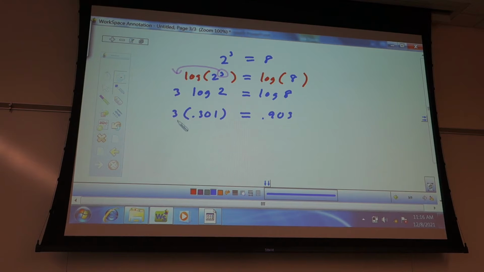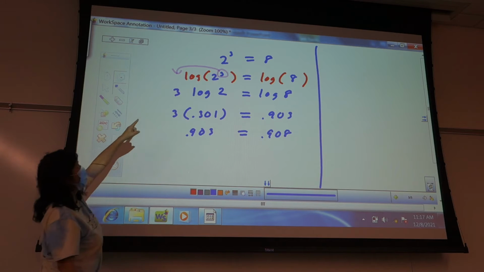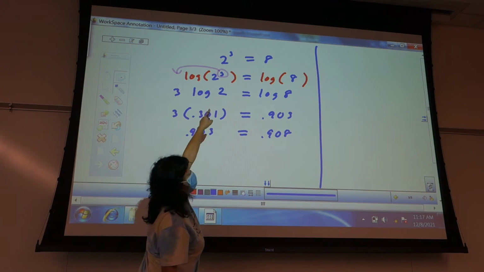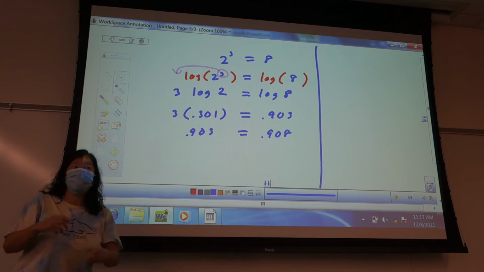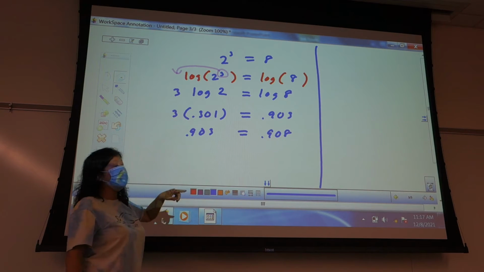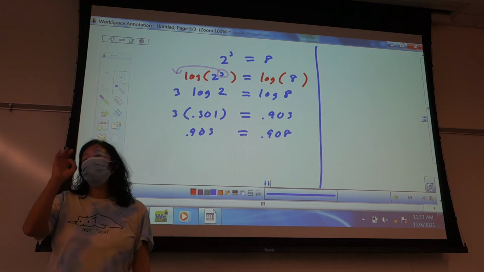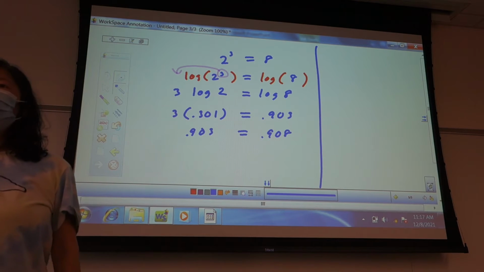And what do you know? If you multiply these together, 3 times 301, 3 times 3 is 9, 3 times 0 is 0, 3 times 1 is 3. Bam. How cool is that? So now, hopefully you understand that if you're taking a log of something that has an exponent, you can move the exponent in front. We don't care if it's a 3, but it's super helpful if it's an x.